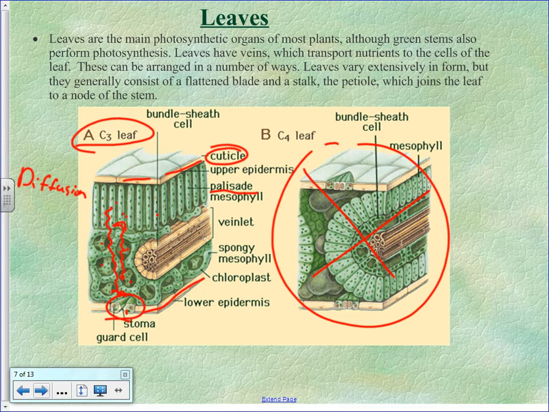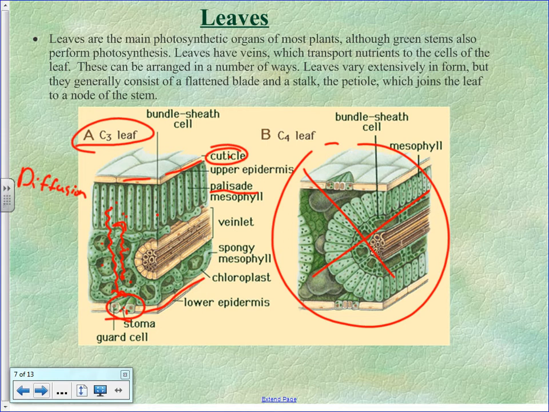So three ways a plant conserves water: the cuticle, stomates can open and close, and stomates are located on the bottom of the leaf. I've told you that I usually ask about how a plant conserves water, right? So you might want to listen to that part again.